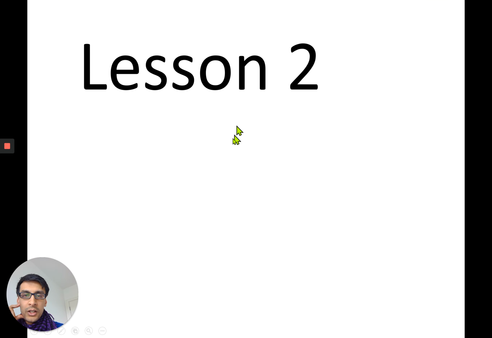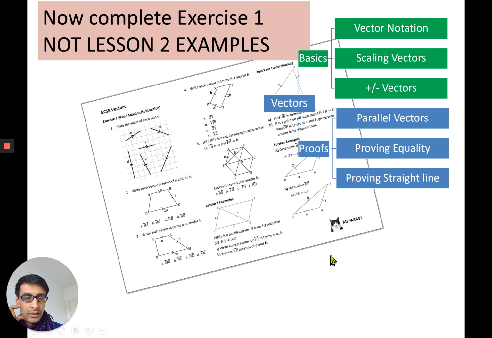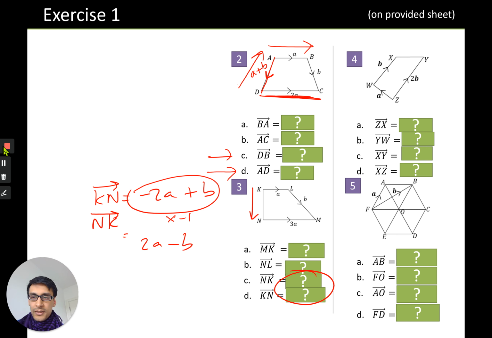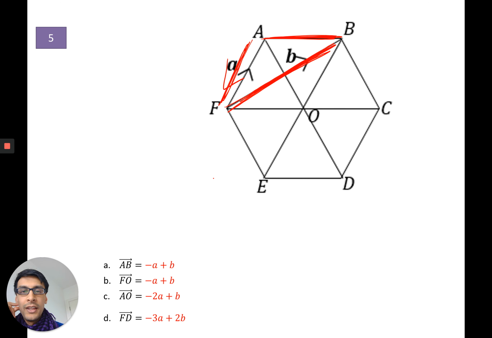Now, looking at the questions, if I go back to here, you can see working out some questions. If we're going from A to B, well, again, we don't have that vector given to us. So instead, we're going to have to go down and then up that way. So that, in other words, is negative A plus B, which you can see here.